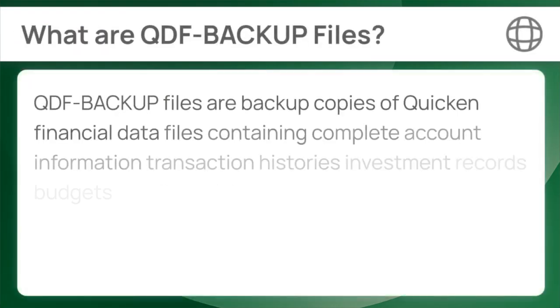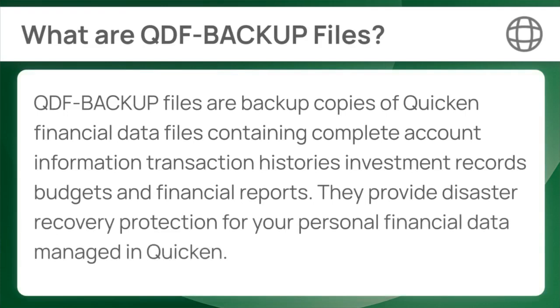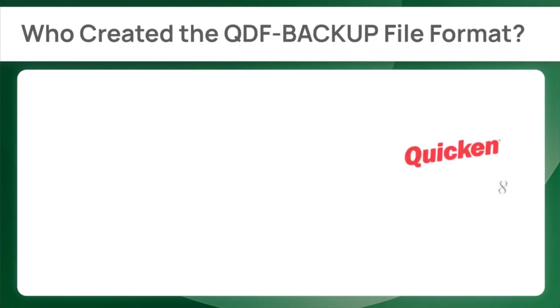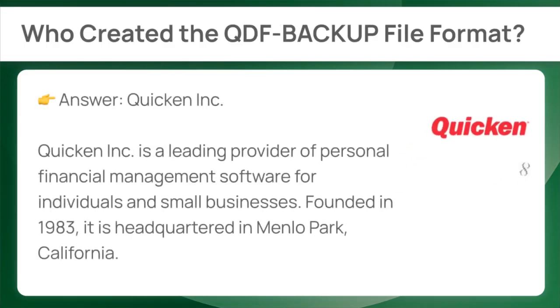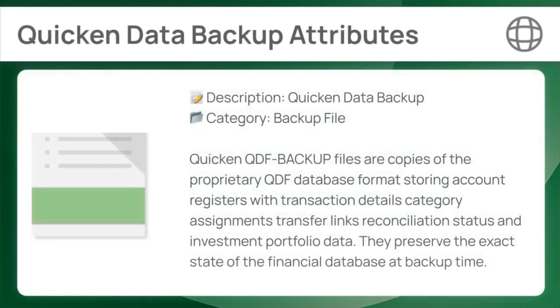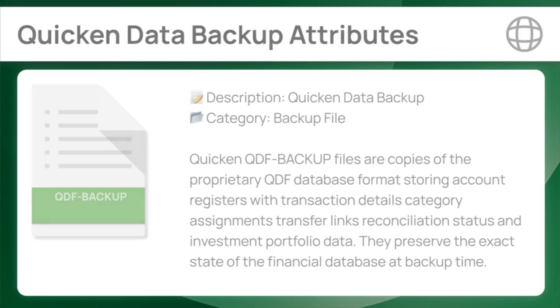QDF backup files are backup copies of Quicken financial data files containing complete account information, transaction histories, investment records, budgets, and financial reports. They provide disaster recovery protection for your personal financial data managed in Quicken. Quicken QDF backup files are copies of the proprietary QDF database format, storing account registers with transaction details, category assignments, transfer links, reconciliation status, and investment portfolio data. They preserve the exact state of the financial database at backup time.